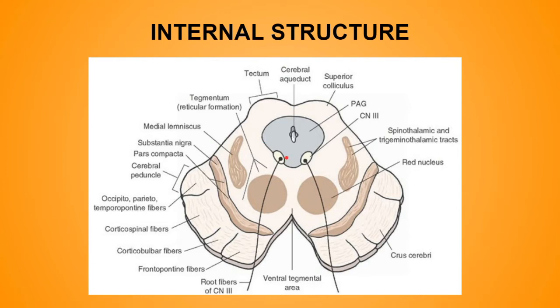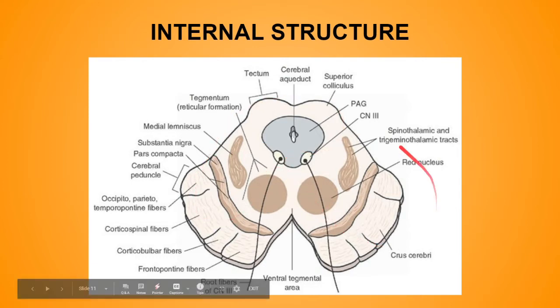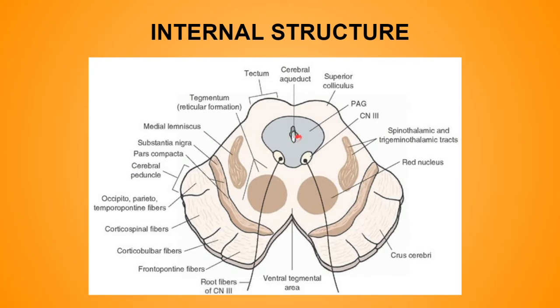Now the internal structure of the midbrain. After a transverse section of the midbrain, we can see this structure. As you can see in the center, there is one cavity known as the cerebral aqueduct, or the aqueduct of Sylvius. We discussed before that it connects the fourth ventricle of the brain to the third ventricle. Right, the fourth to third ventricle is connected by the cerebral aqueduct.